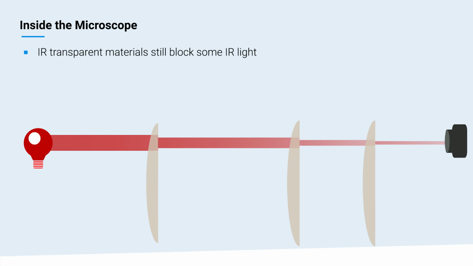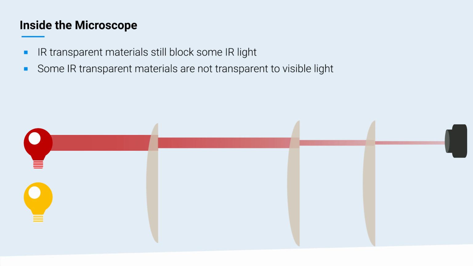Secondly, some of these IR transparent materials aren't transparent to visible light, so we'd end up with the opposite problem we had with glass. The IR light could travel through the microscope to do the chemical analysis, but we wouldn't be able to visually examine our sample. Finally, components made out of IR transparent materials tend to be very expensive.